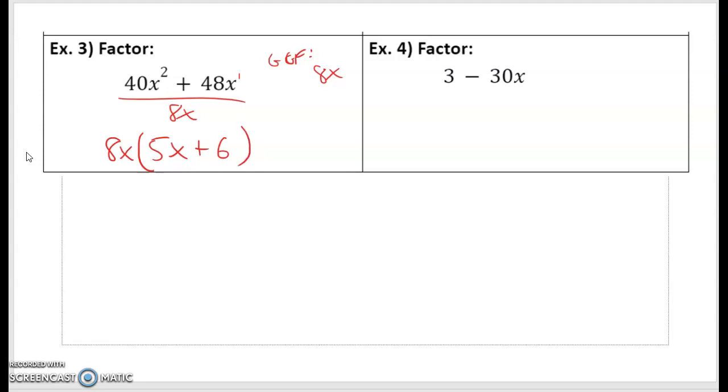Here, x squared over x, there is an x left behind. X over x cancels. 48 divided by 8 is 6. Final answer.